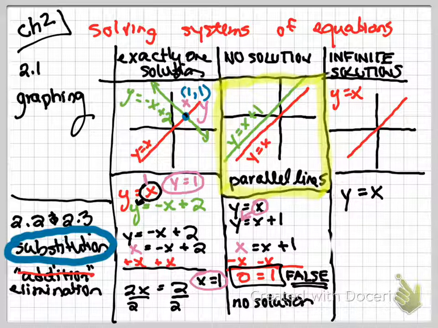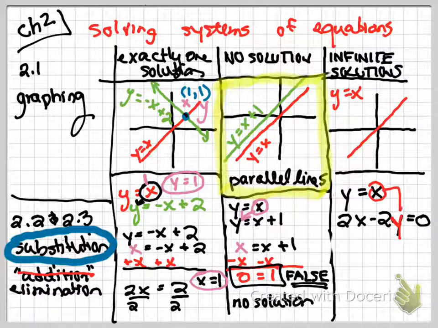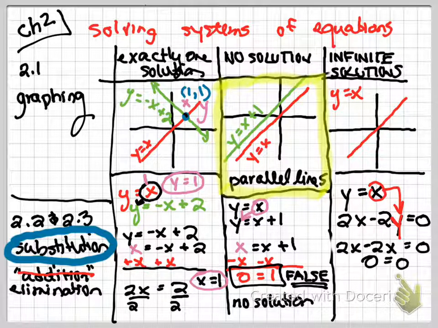And then the other equation that I was given, let's say, was 2x minus 2y equals 0. Again, I'm going to use substitution. You could use elimination, does not matter. Wherever I see the y in the second equation, I'm going to put this x in there. So this becomes 2x minus 2x equals 0, which is the statement 0 equals 0.